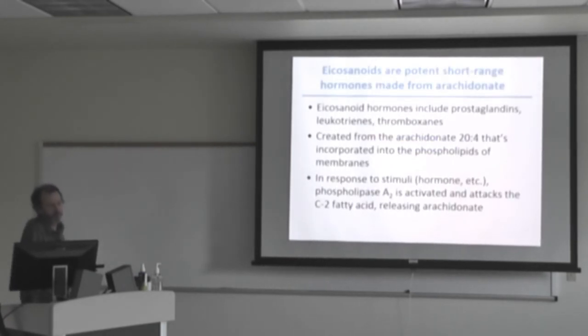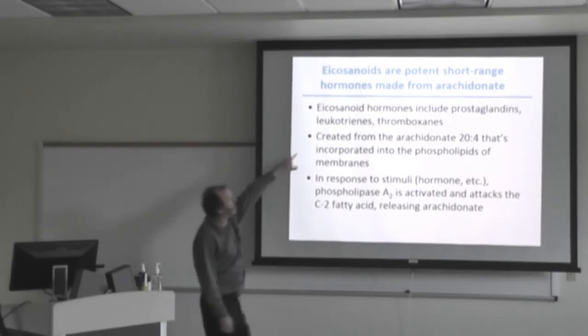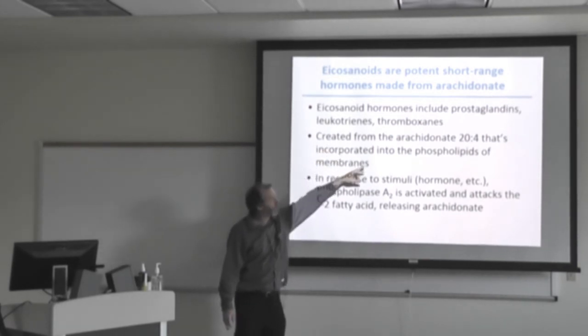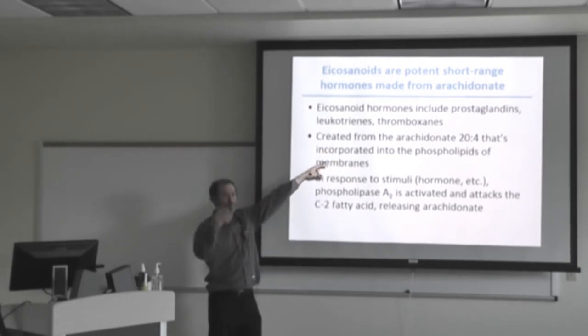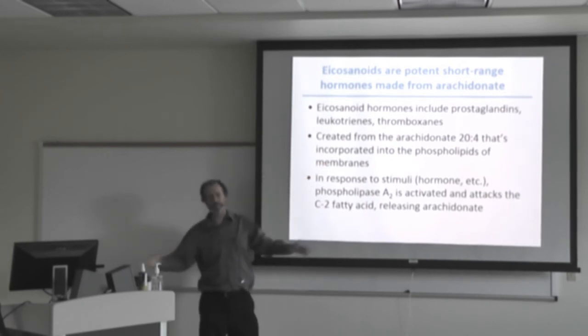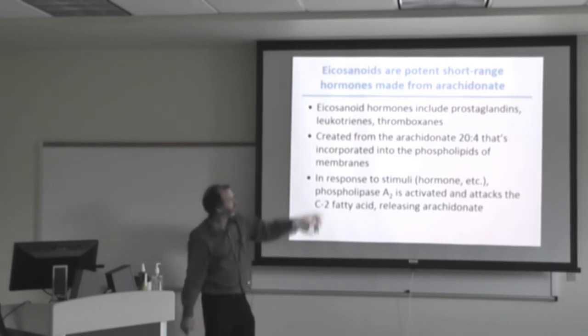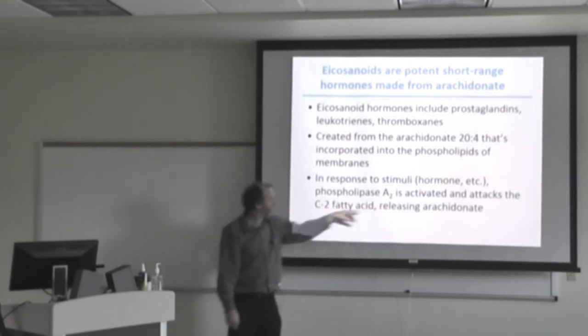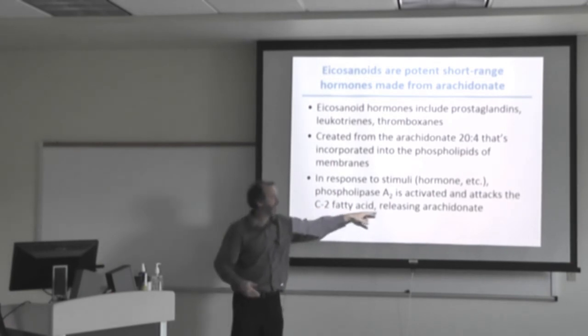Eicosanoids are potent short-range hormones made from arachidonic acid. Eicosanoid hormones include prostaglandins, leukotrienes, and thromboxanes. They're created from arachidonic acid, a 20-carbon fatty acid with 4 double bonds. I don't know if you've seen the pictures with it bent around one of the non-double bonds. It kind of forms a structure like this. In response to stimuli, phospholipase A2 is activated and it attacks the C2 fatty acid, releasing arachidonate.